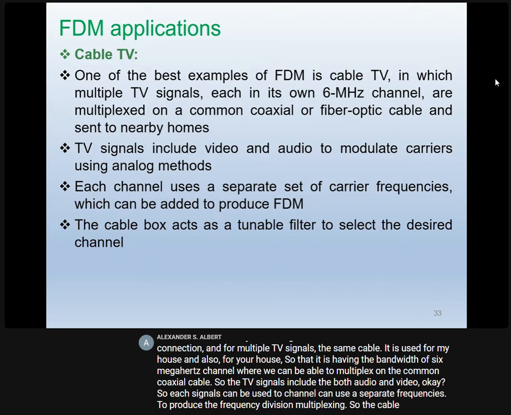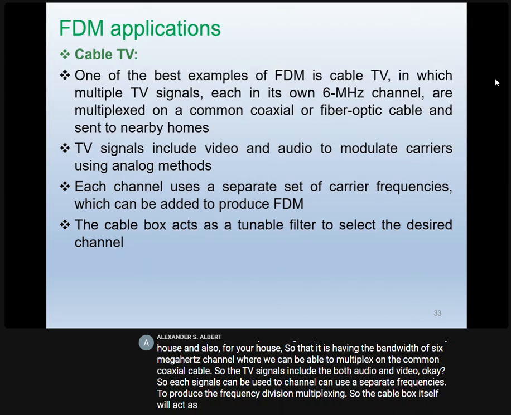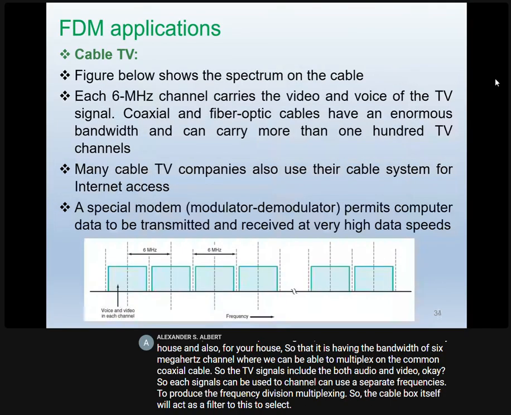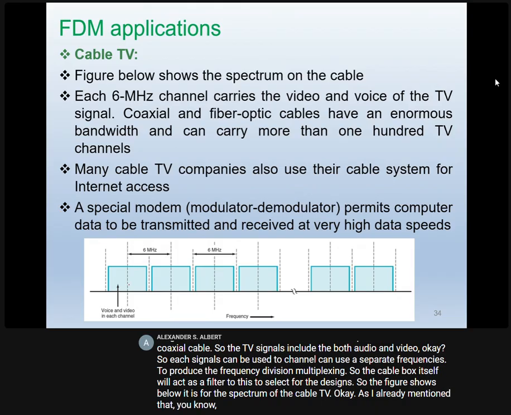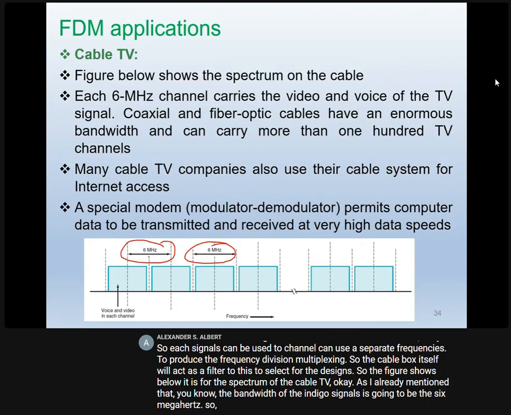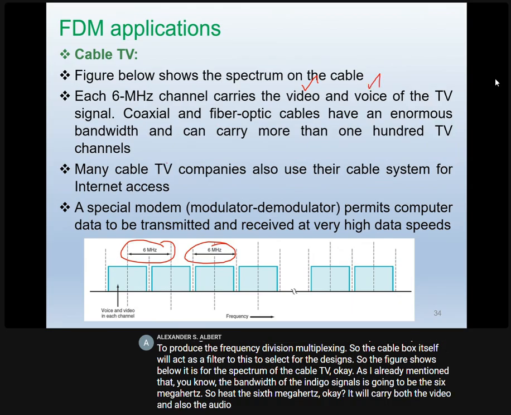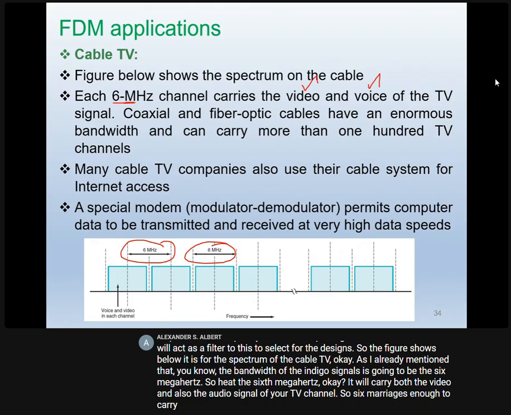So the cable box itself will act as a filter to select the desired signal. The figure shown below is the spectrum of the cable TV. As I already mentioned, the bandwidth of the individual signal is 6 megahertz. So here is the 6 megahertz. It will carry both the video and the audio signal of your TV channel. So 6 megahertz is enough to carry it.